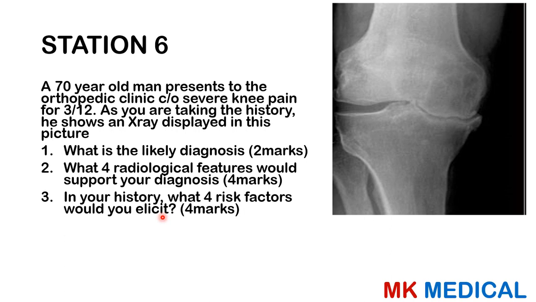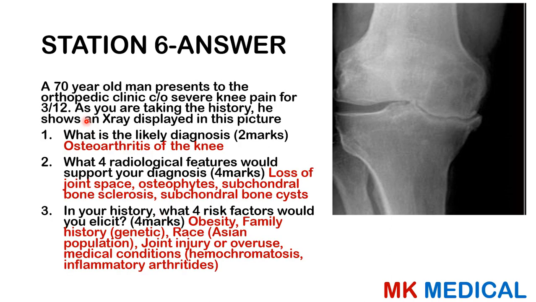And here comes the answer. So this is a 70-year-old man who has come in with knee pain. The most likely thing is osteoarthritis of the knee. How do I know this? As you can see here, there is loss of the joint space. I'll show you a picture of a normal x-ray in the next slide. You also have these osteophytes that you can see over there.